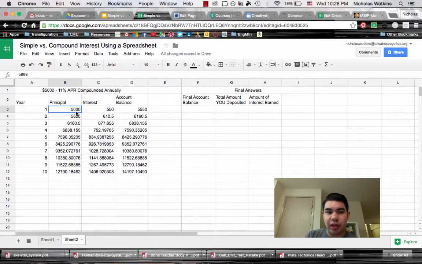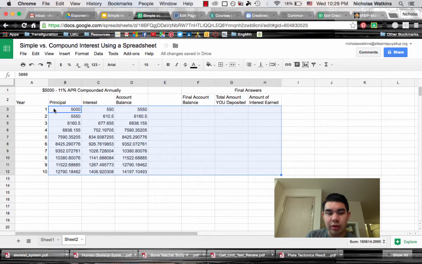So what we're going to do is we're going to highlight this whole section that we're going to be dealing with numbers that are money. So from about B3 all the way down to B12, all the way over to H12. Okay, so we're going to highlight this whole section. So not the years and not any of the words, just this section here.